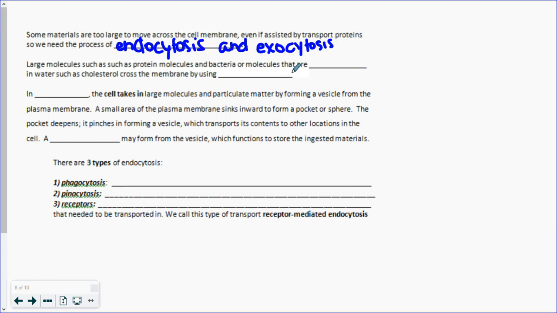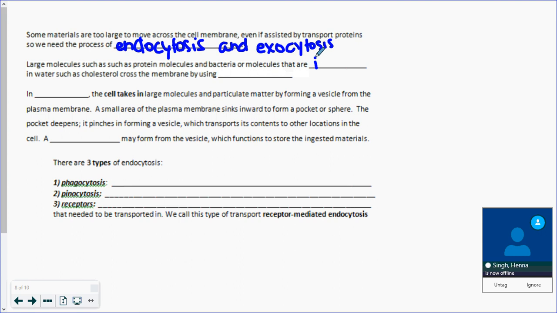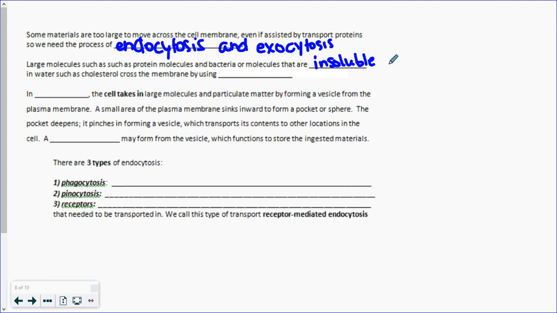And so this ties into this part. It says large molecules such as protein molecules and bacteria, and molecules that are insoluble in water, again, can't be dissolved in water, such as cholesterol, cross the membrane by using vesicles.